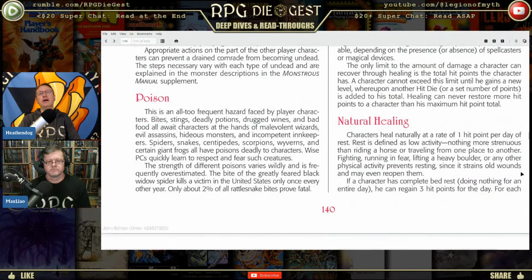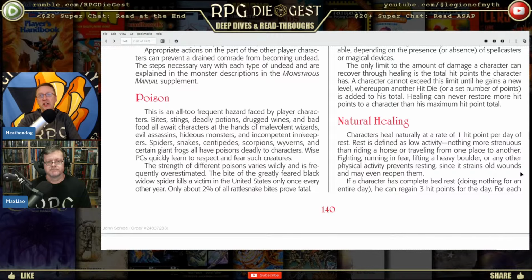Natural healing. Characters naturally heal at a rate of 1 point per day of rest. Rest is defined as low activity. Nothing more strenuous than riding a horse or traveling from one place to another. Fighting, running in fear, lifting a boulder, or any other physical activity prevents resting. Therefore, it strains old wounds, and therefore, you don't heal.